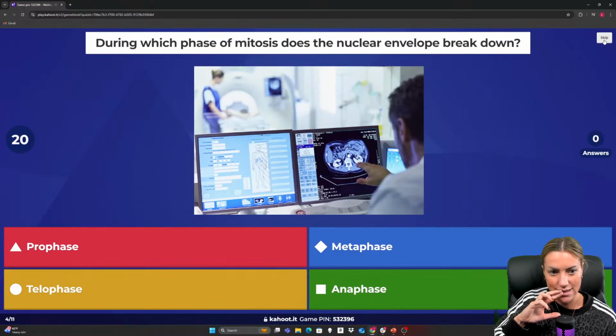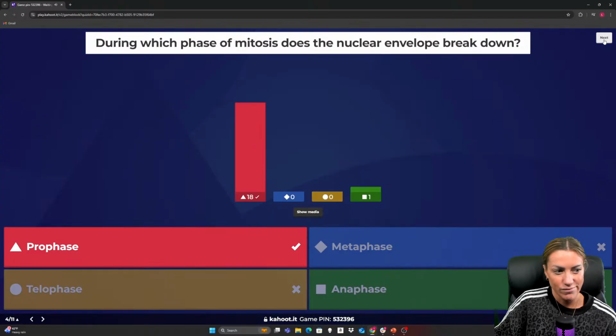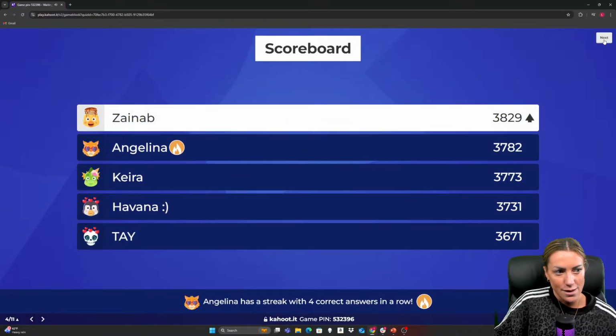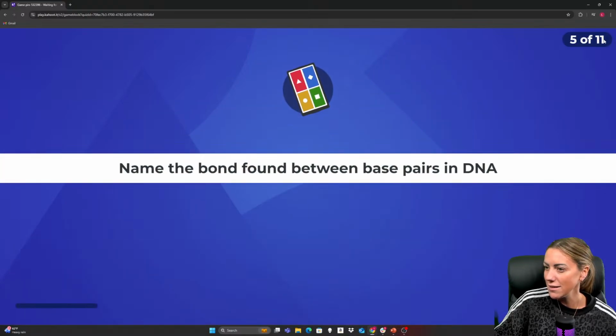Okay, question on today's lesson. Yay. Yeah, nuclear envelope breaks down during prophase. Anaphase, that's when the sister chromatids separate. They're pulled to opposite poles. Zainab. Angelina has a streak with 4 correct answers in a row. Well done, Angelina.